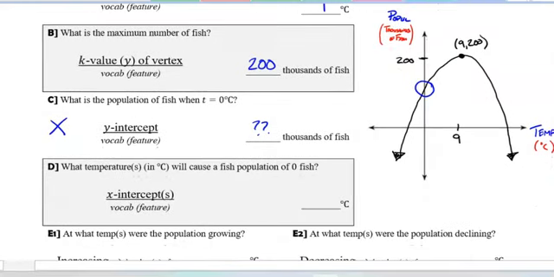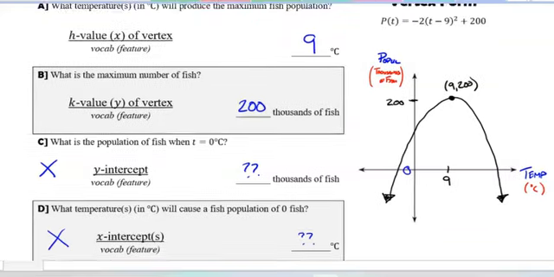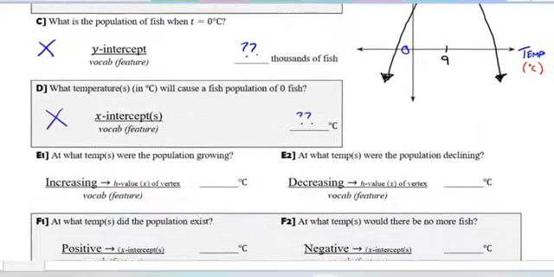What about the x-intercepts? Or in terms of the context of the problem, what temperatures in degrees Celsius will cause the fish population to be 0? Well, we once again do not know what this temperature or temperatures are using the quick sketch from our graph. We are unable to provide x-intercepts using the sketch from vertex form.